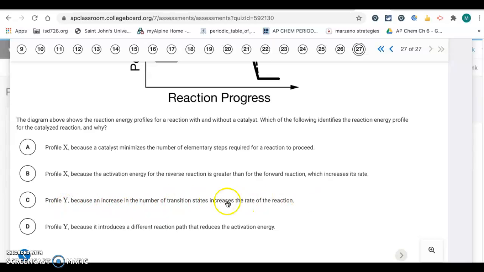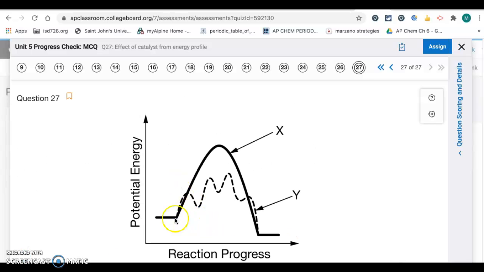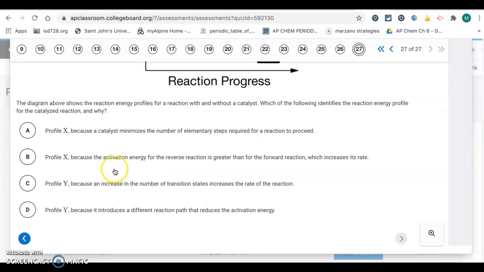Increased number of transition states, that's not Y. It's because it introduces a different reaction path that reduces the activation energy. So we only have to have particles that have this much energy rather than that much energy to get from reactant to product. So it's letter D.